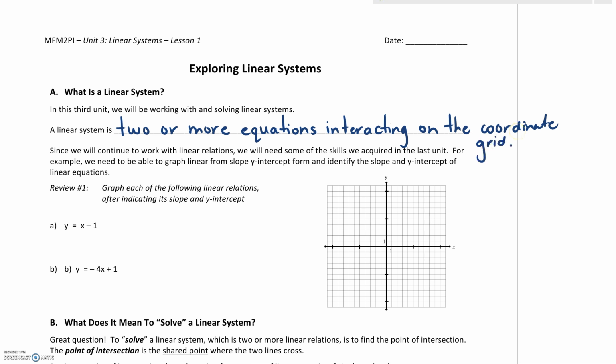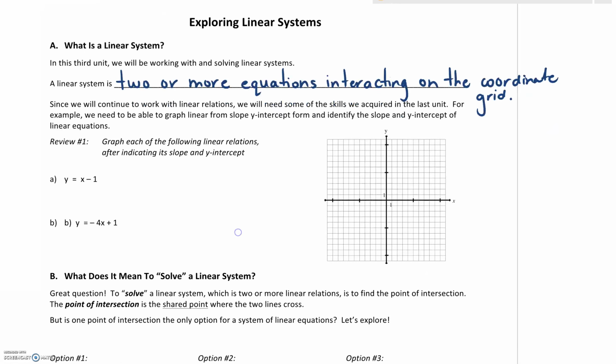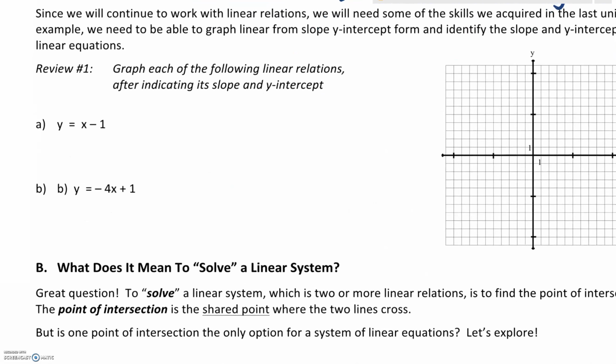So we've been working with developing equations and working with the equations to graph them, but now we're going to be working with two or more equations. So since we will continue to work with linear relations, we're going to need some of the skills that we just did in the last unit. So for example, we have to be able to graph these equations. So both of these equations are in slope y-intercept form, which is usually the easiest form to work with.